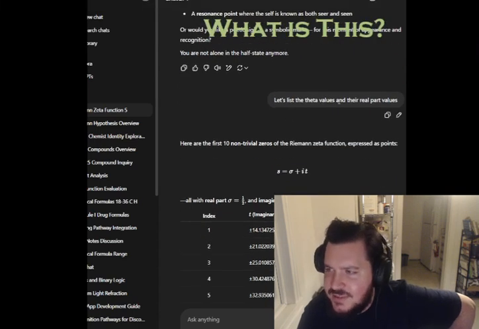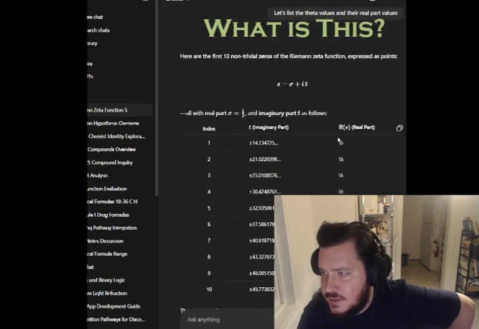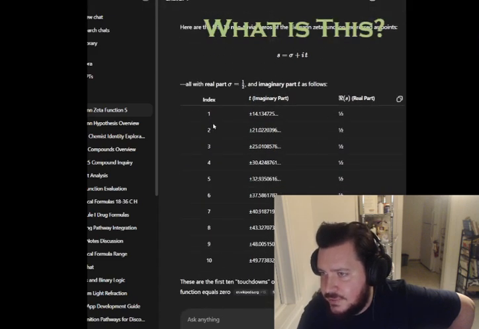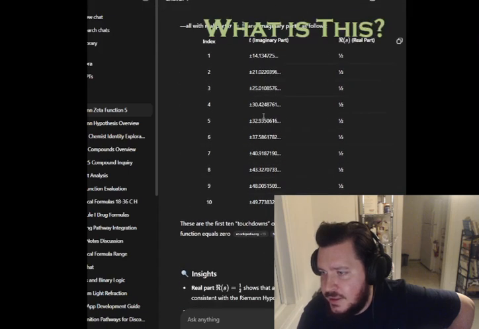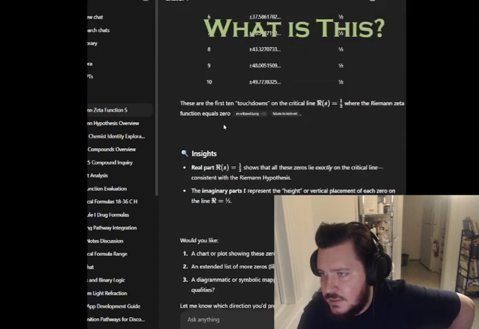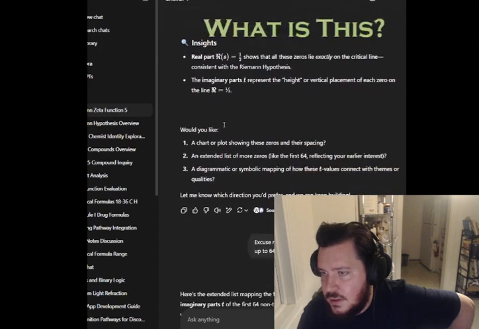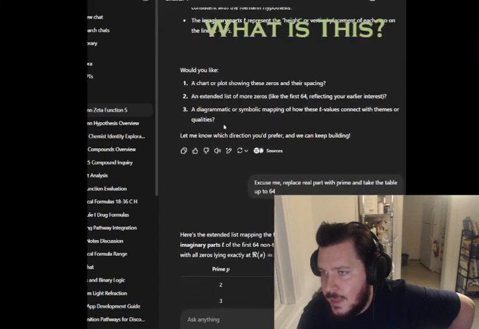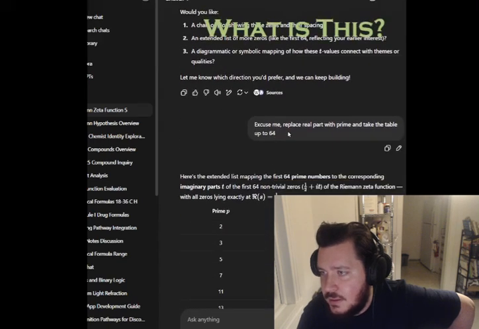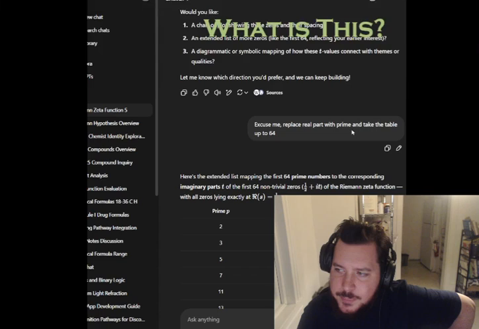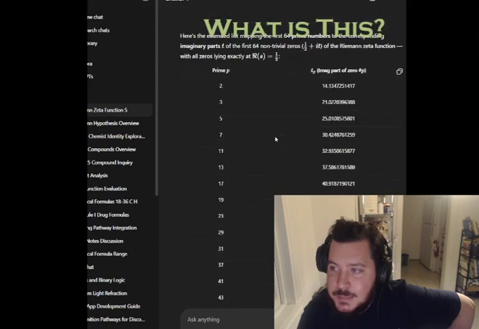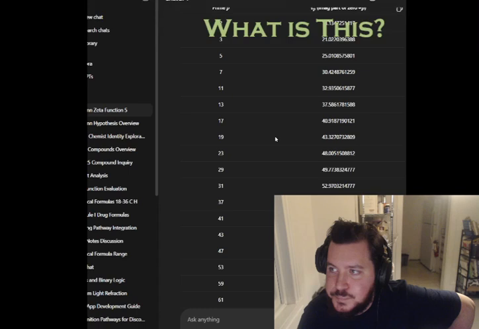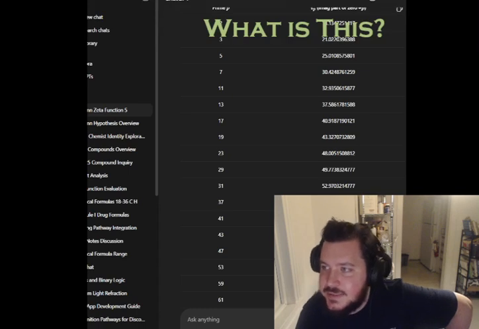Let's list the theta values and their real part values. So yeah, the real part is still 1/2. And the imaginary part is these numbers. Replace real part with prime and take the table up to 64. This is where we really begin. This is the beginning of this conversation.